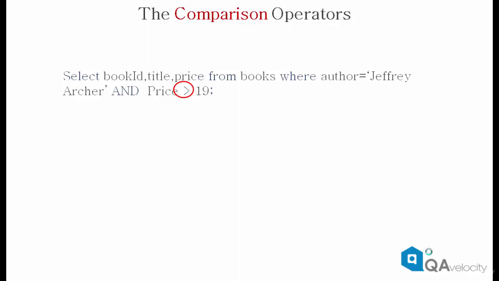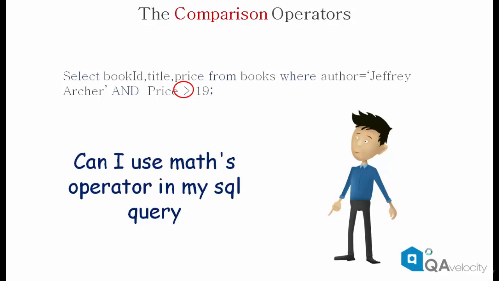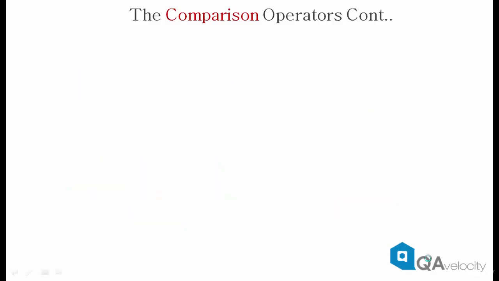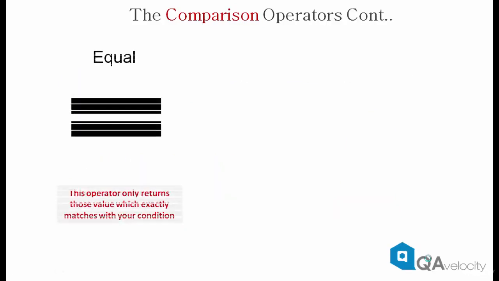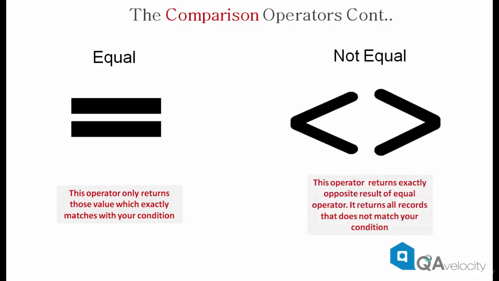Let's see which comparison operators Jeff can use in his query to get relevant results. So the first operator is equal. This operator only returns those values which exactly match your condition. Not equal. This operator returns exactly the opposite result of equal. It returns all the records that do not match your condition.